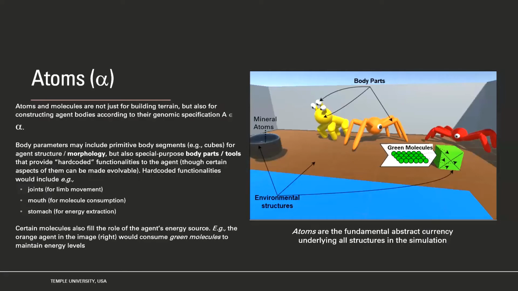So hard-coded functionalities would include things like joints for limb rotation and movement, a mouth organ for molecule consumption, and also a stomach organ, which is used to extract energy. So certain molecules could fill the role of the agent's energy source. So in this picture on the right, this orange agent here might consume these green molecules in this green block to maintain its energy levels.